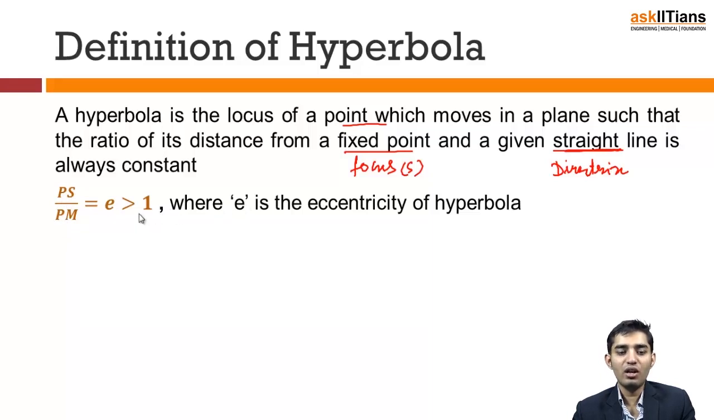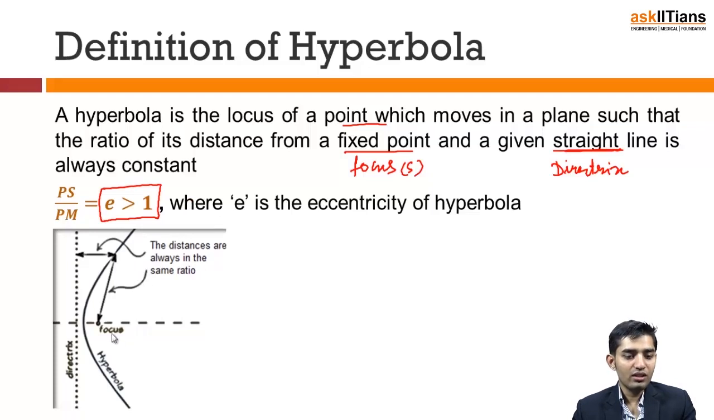In case of hyperbola, eccentricity is greater than 1. You have seen that in case of parabola, eccentricity is equal to 1, and in case of ellipse, eccentricity is less than 1. In case of hyperbola, we have eccentricity greater than 1. So if this fixed ratio is greater than 1, then we get a hyperbola, a hyperbolic curve.